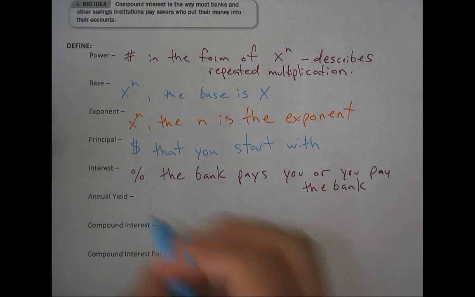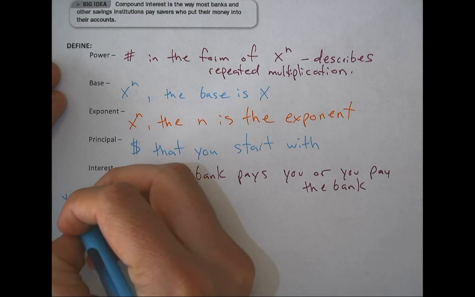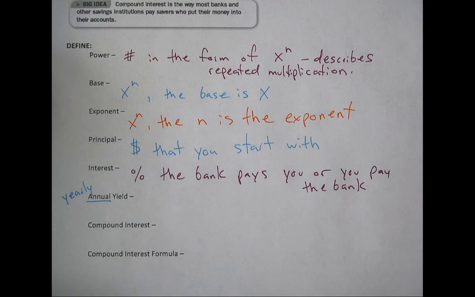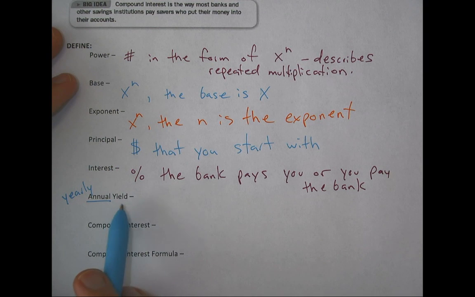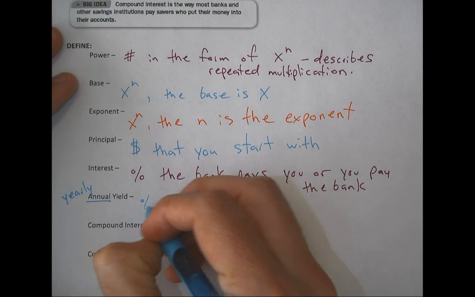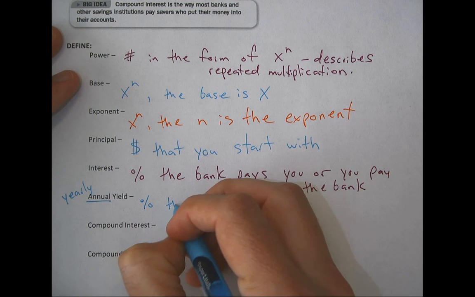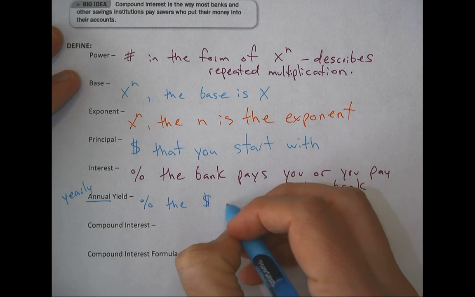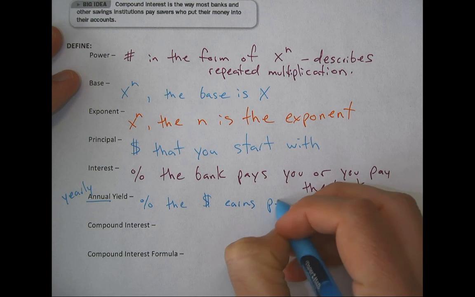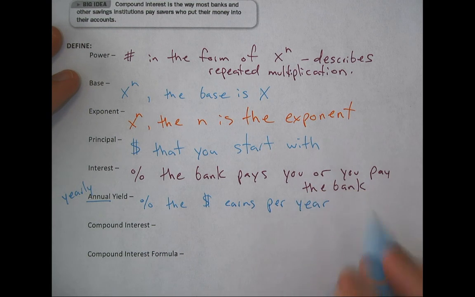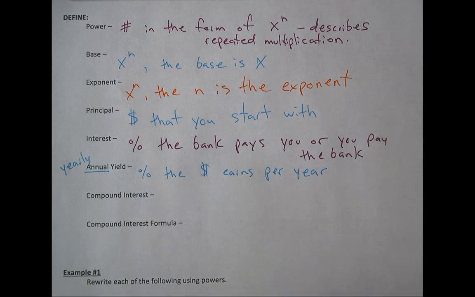All right, annual, that word means yearly, so every year, annually. The annual yield is like your earnings. So the annual yield, excuse me, that's the percent that your money earns every single year. So when we talk about your annual yield, it'll be a percentage, and it's how much of the money you're earning on your investment.